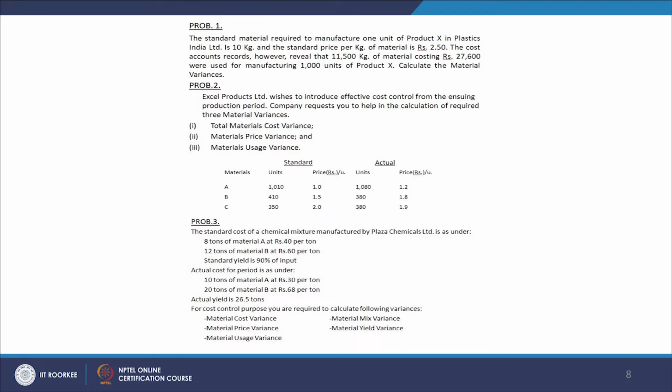So, in this case, we are given only very simple information. We are not given the information about multiple materials, about the material mixes, or about the material yield. Only product X we want to manufacture, we require 10 kgs of material as the standard for 1 unit of the finished product, 1000 units have been manufactured, and the standard price is 2.5 per kg. Now we have to find out the 3 variances which can be calculated: MCV, MPV and MUV, right.